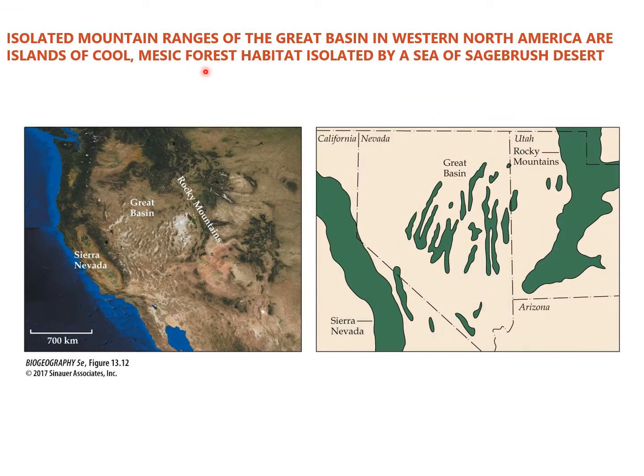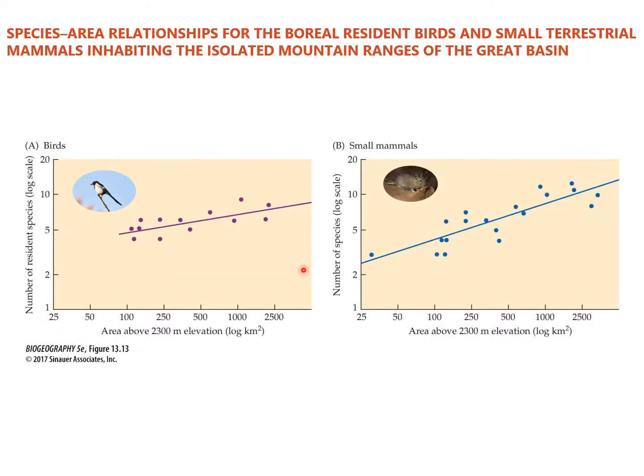Something interesting is that we're talking about islands here, but this phenomenon of isolation and area doesn't necessarily have to mean a literal island in the ocean. You could have some other areas that are isolated from other areas, and you get an effective island. So here we're looking at isolated mountain ranges in the Great Basin of Western North America. These are islands that are cool, mesic forest habitats, and they're isolated by a sea of basically desert. So we're looking at this area here, isolated by desert and surrounded by mountains on either side. And we see some interesting trends here.